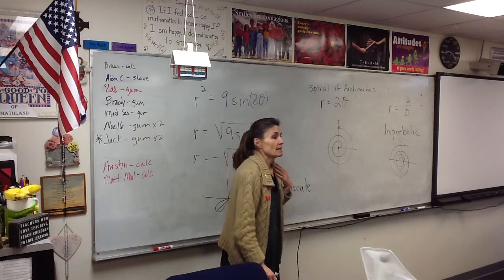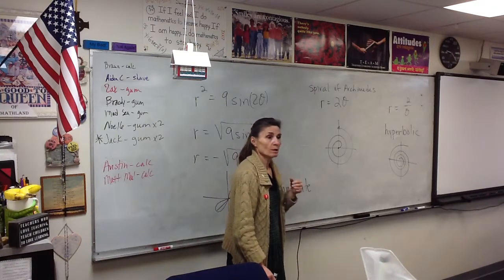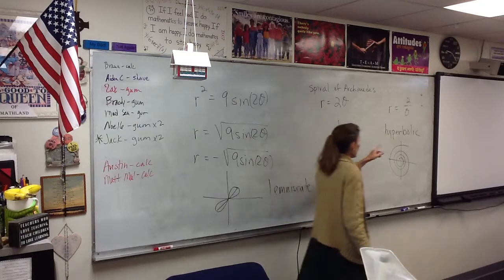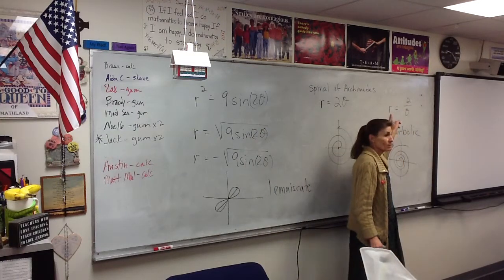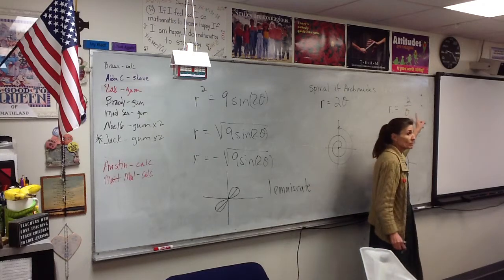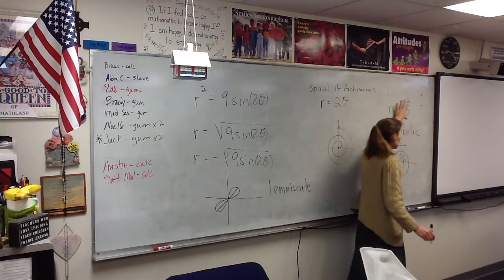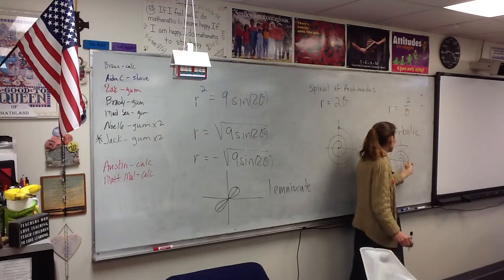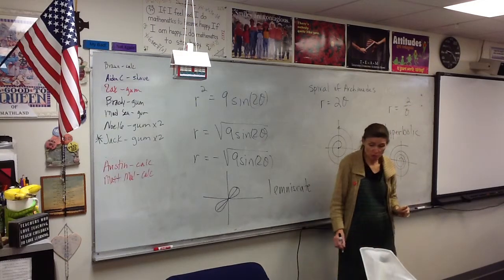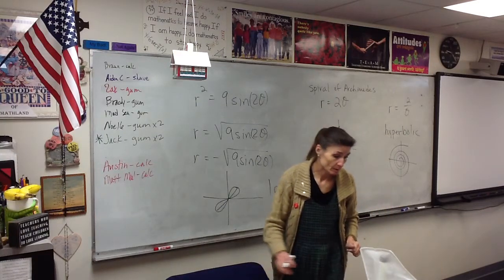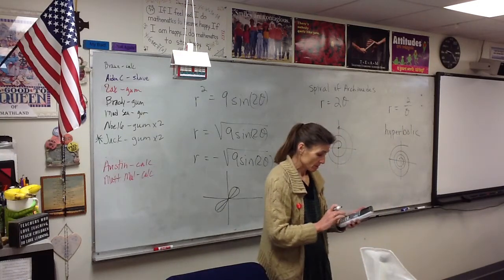Now, is it ever going to reach the pole? No, because this is never going to equal 0. r equals 0 is the pole. This is never going to equal 0, but it's going to keep getting smaller and smaller and smaller, which means it's going to get closer and closer and closer, but it's never actually going to get there.